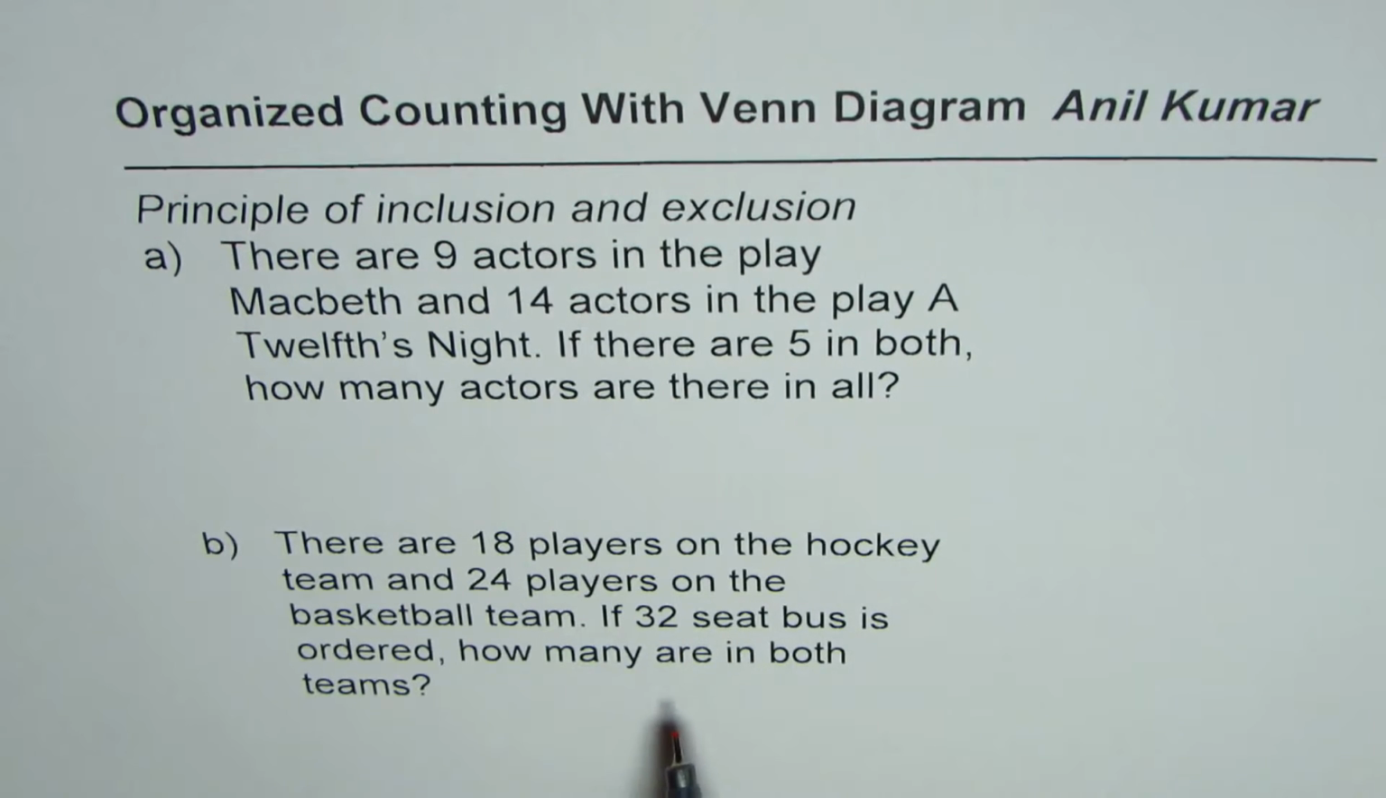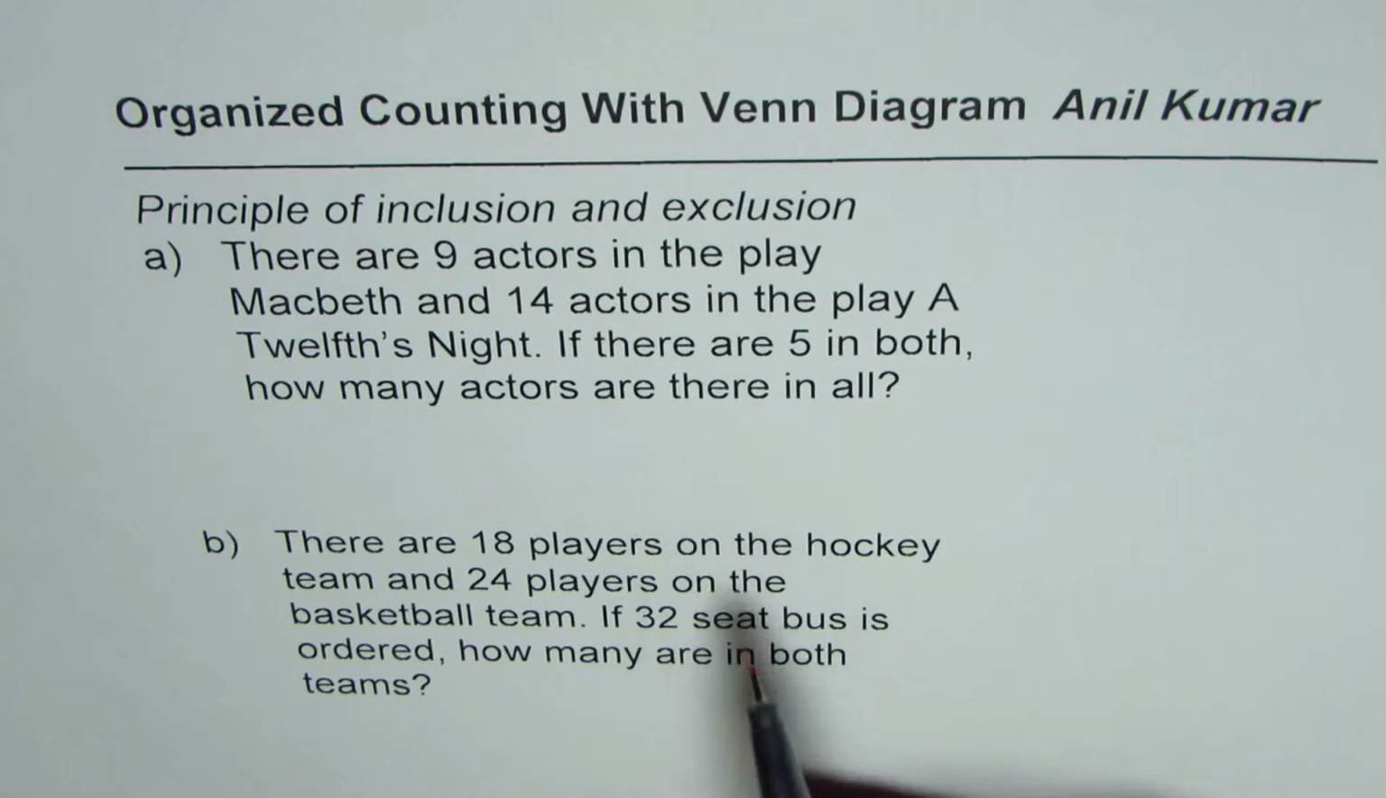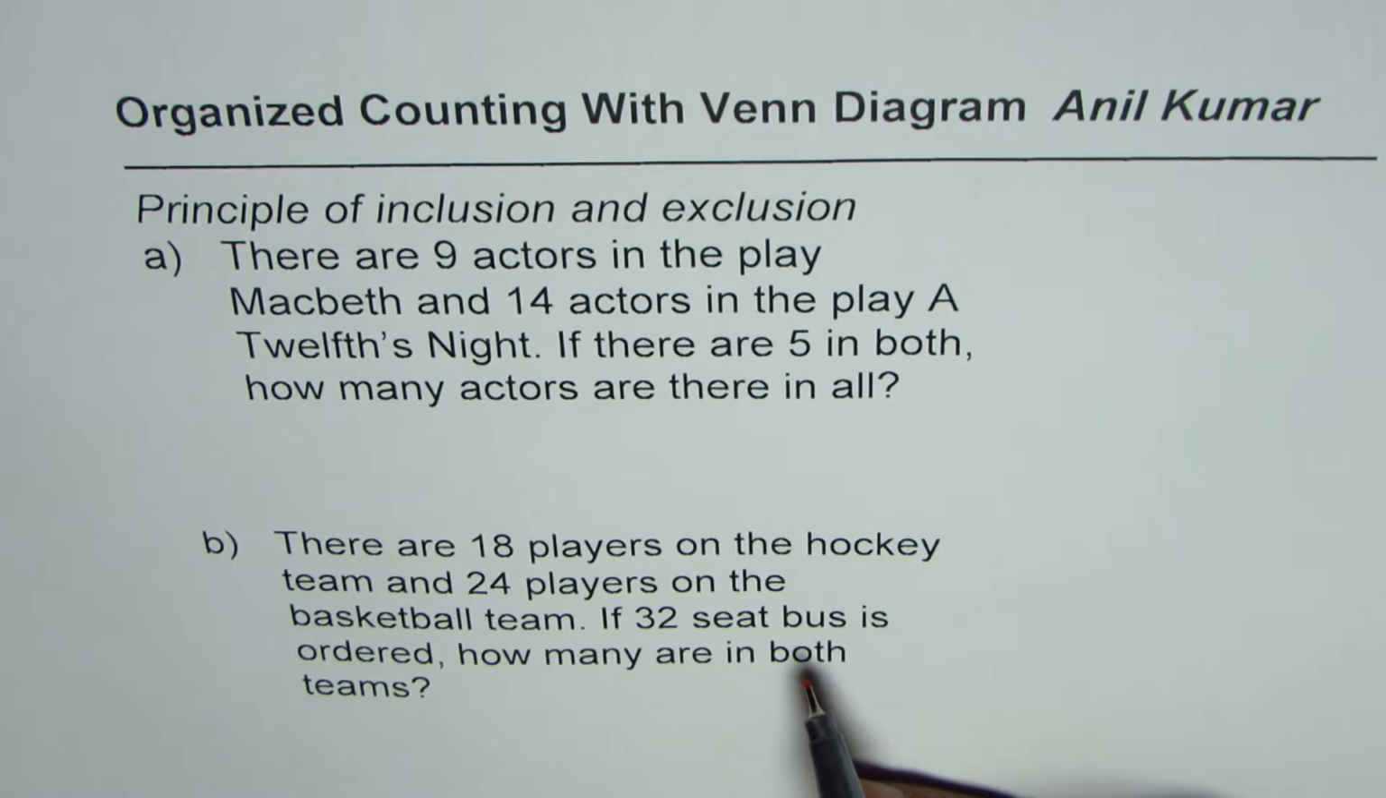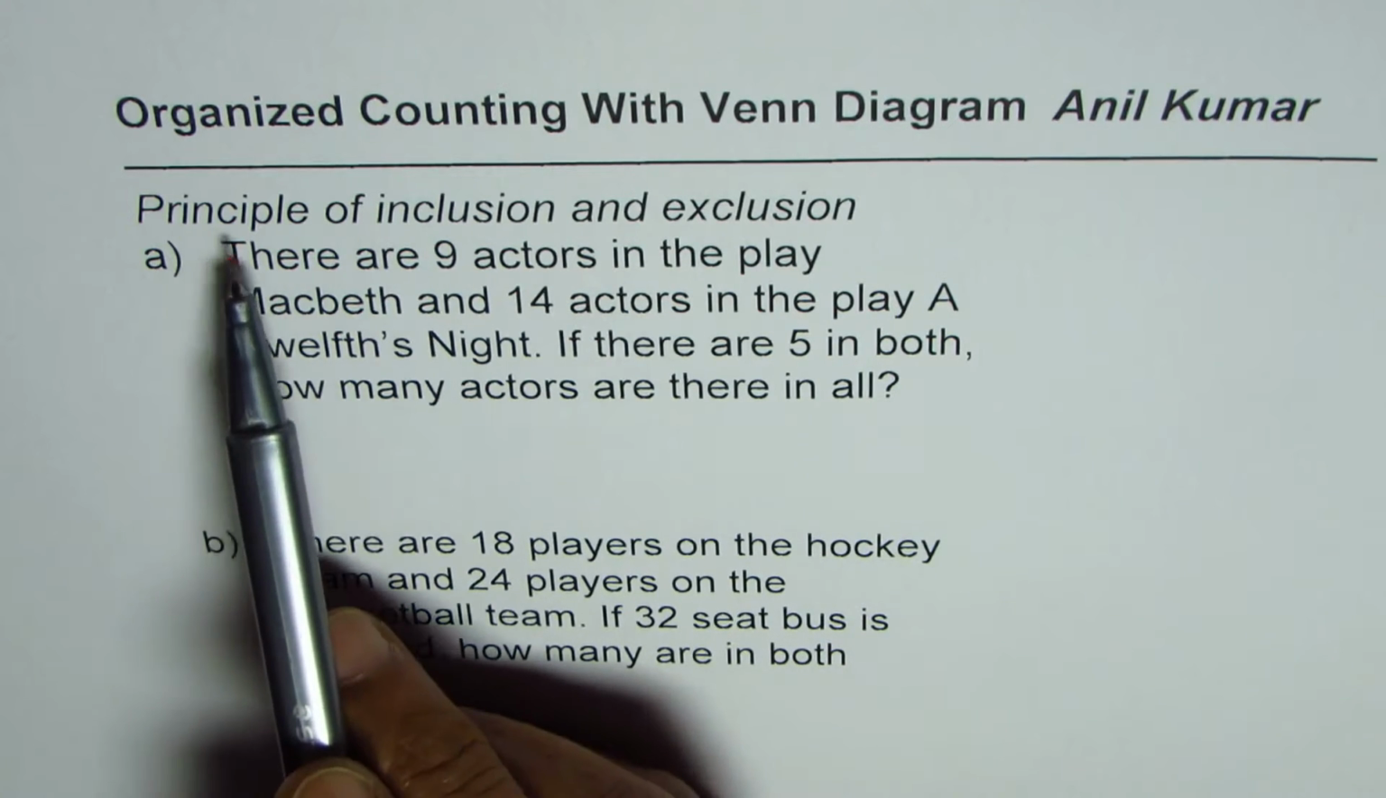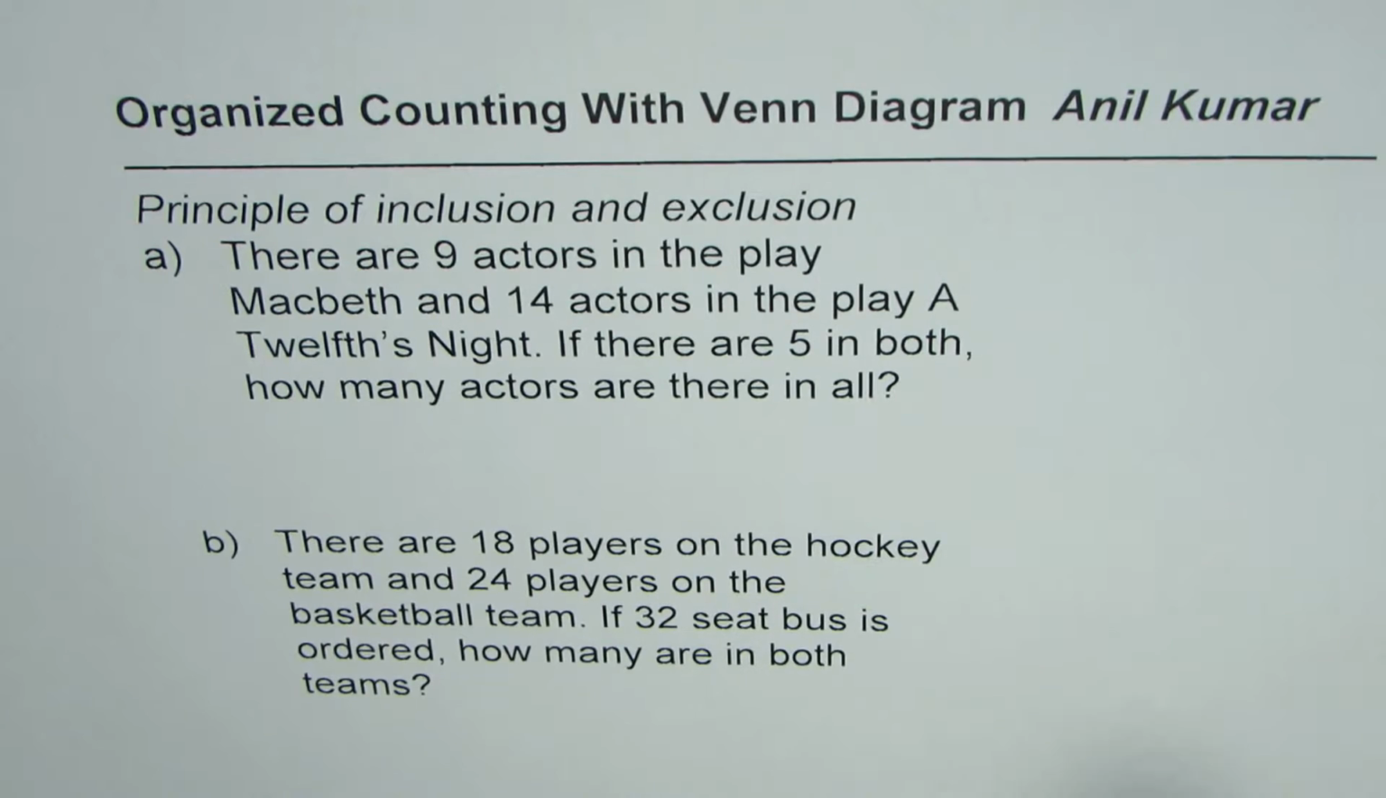Very similar to this is the next question, which is: there are 18 players on the hockey team and 24 players are on the basketball team. If a 32-seat bus is ordered, how many are in both the teams? You can pause, answer the question, and then look into my suggestions. Now, one way to solve them is to draw the Venn diagrams and get the answer. The other one is we could straight away apply the principle of inclusion and exclusion.